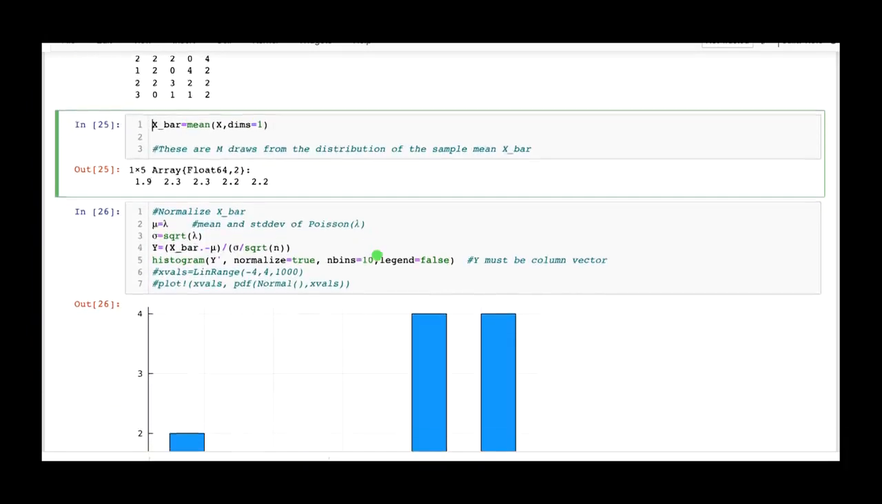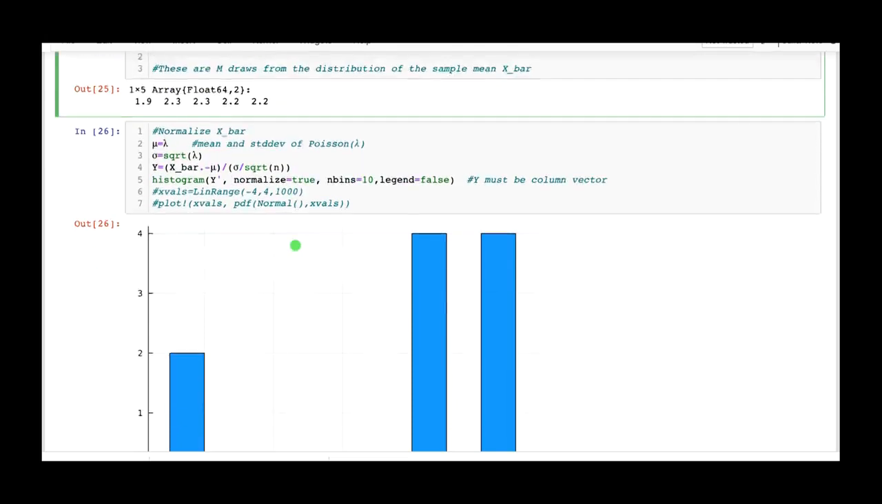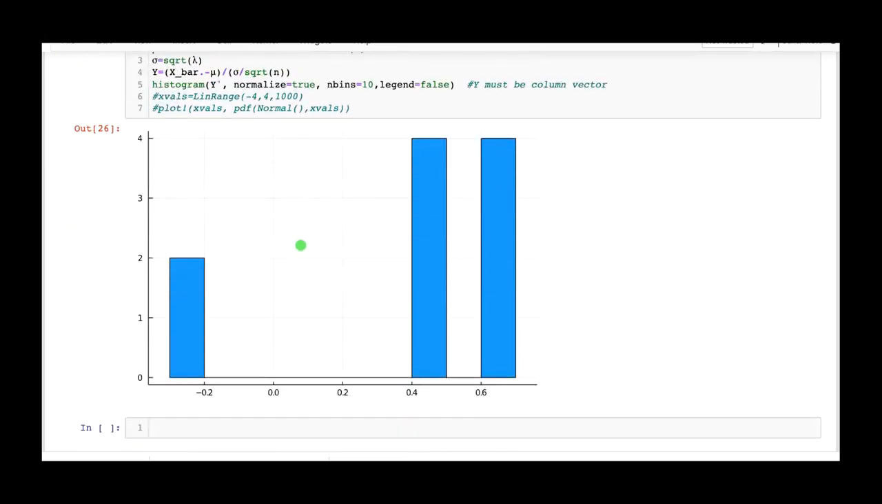Now we normalize x bar, in other words we subtract its mean and we divide through by its standard deviation. We know that the mean and the variance of the Poisson lambda distribution are both equal to lambda. And then we can plot a histogram. Now this does not look remotely normal because we took only 5 samples and the sample size was very small.